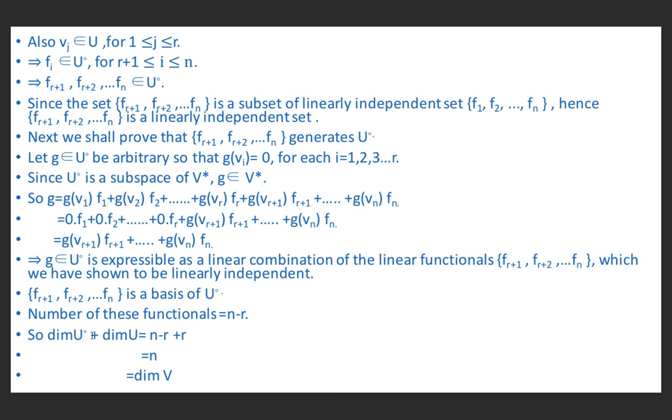So dimension of U dot plus dimension of U is equal to n minus r plus r. r and r will cancel out. We are left with n. And this is equal to dimension of V. It means dimension of U dot plus dimension of U is equal to dimension of V. Thank you.